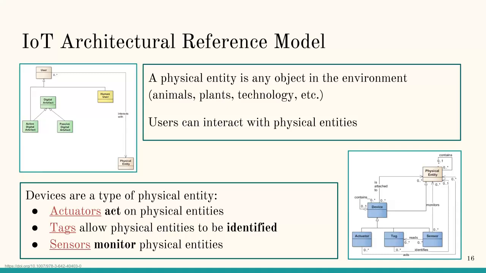Users can interact with physical entities, and physical entities can be anything found within an environment, such as plants or animals or technology. Devices are a type of physical entity. There are three types of devices: actuators, tags, and sensors. Actuators act on physical entities, tags allow physical entities to be identified, and sensors monitor physical entities.